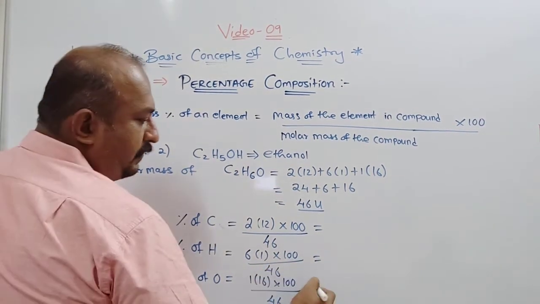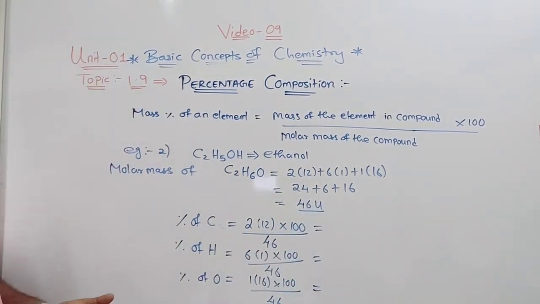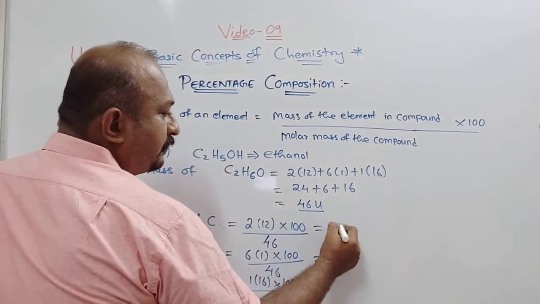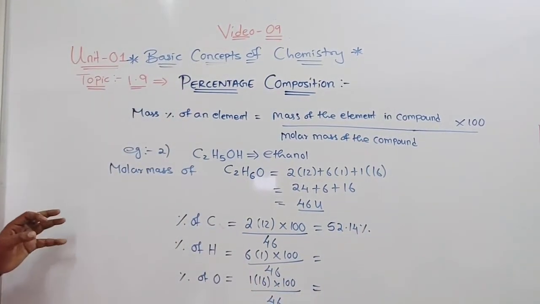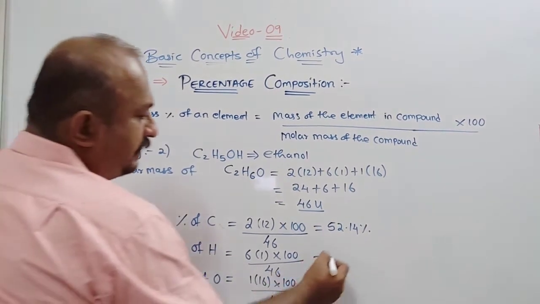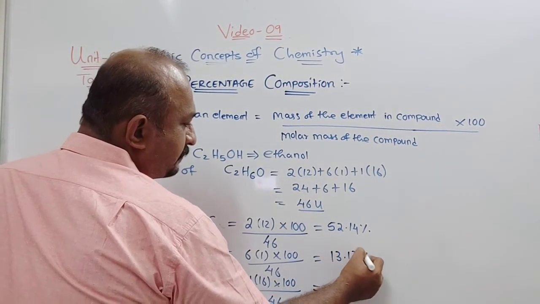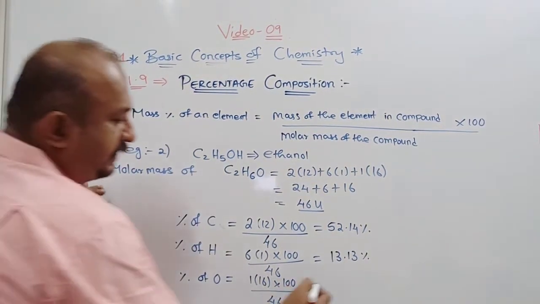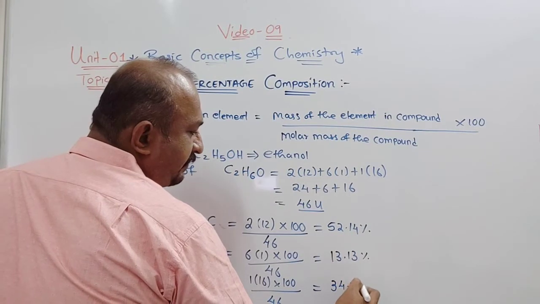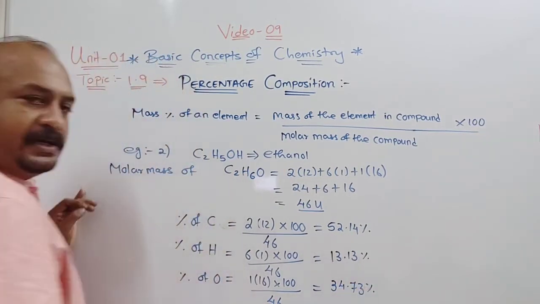Okay. So if you calculate all this, the percentage of carbon is 52.14. If you calculate this, you will get 52.14. Percentage of hydrogen, if you calculate, it will be 13.13%. And the percentage of oxygen when calculated was 34.73%. Understood?